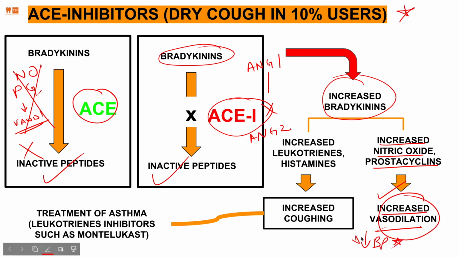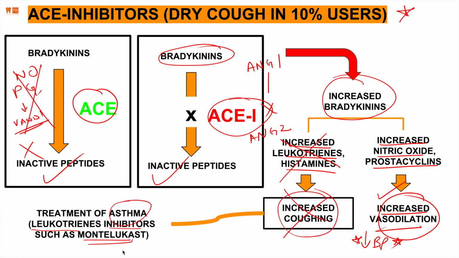That's perfect. But there's also increased leukotrienes and histamines, and that leads to coughing. Therefore, in the treatment of asthma, we have leukotriene inhibitors such as montelukast, so that the coughing is prevented. There is a prevention of leukotrienes leading to prevention of coughing in the treatment of asthma using montelukast. That's why leukotrienes cause cough.